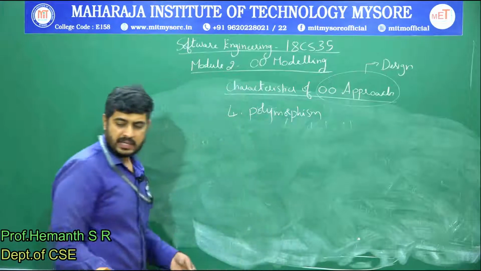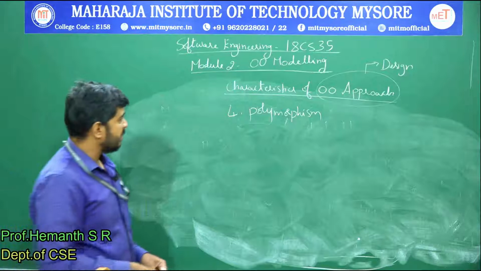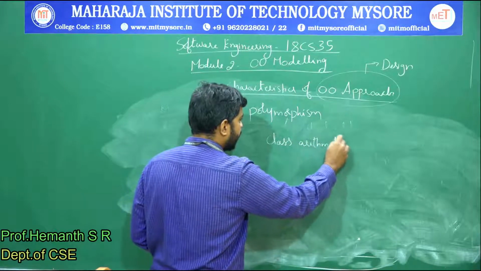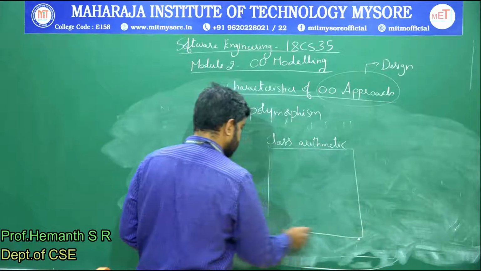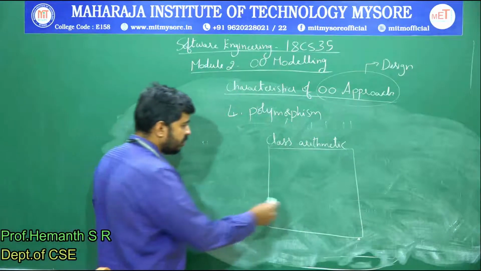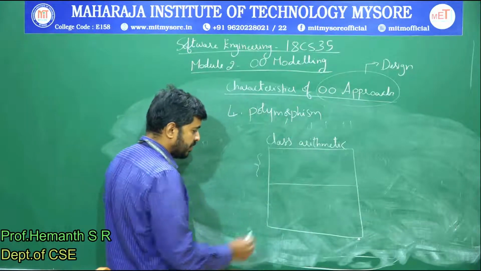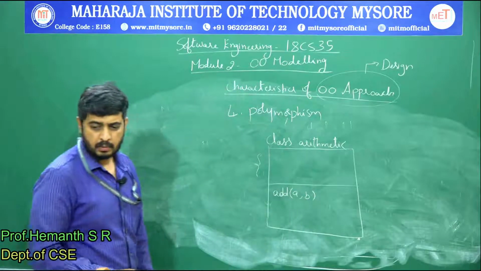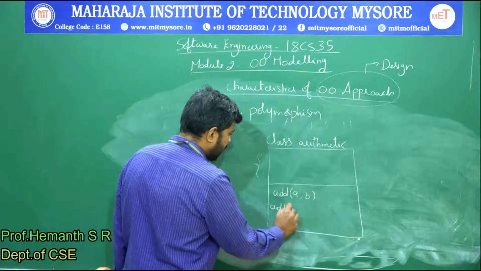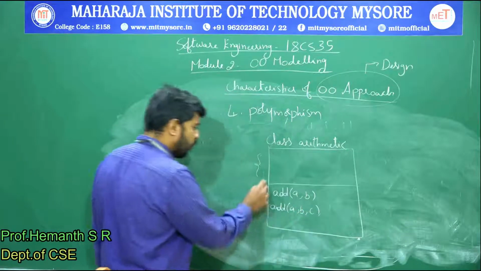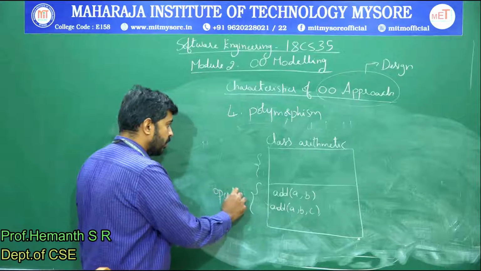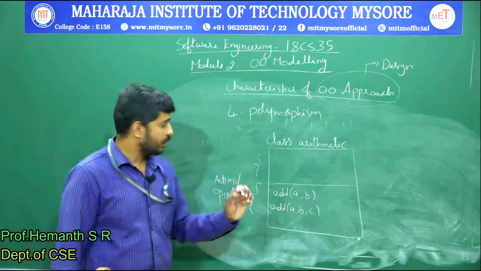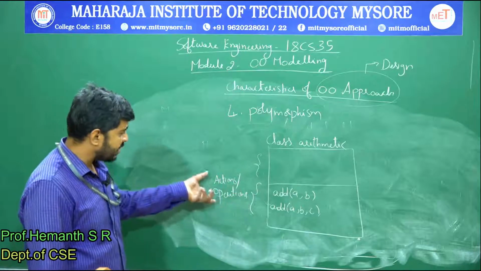Now I will become specific to an example. For example, consider there is a class by the name class arithmetic. Okay, we will not focus on the attributes. We will just take a few operations. Let us add. We are focusing on the operations part, the actions part of this class. So we have a class arithmetic, and in this class we have a few actions or operations.